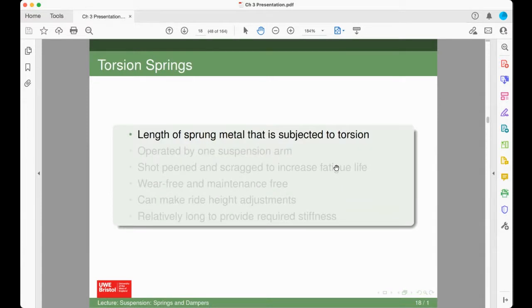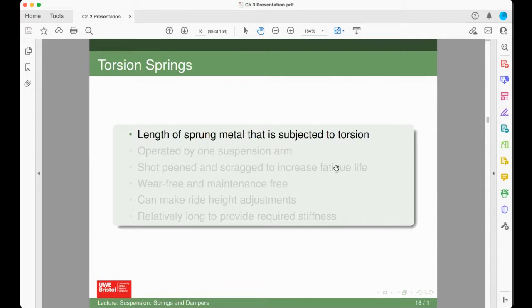The next type of spring is called a torsion spring. Torsion indicates that you've got something that is subjected to torsion, so that's a twisting. So what you'll often have is a connection to one of the suspension arms. If you've got a double wishbone or a strut based suspension system, then there'll be an arm, and that will be connected solidly to one end of the torsion spring, and the other end of the torsion spring will be connected to the chassis.